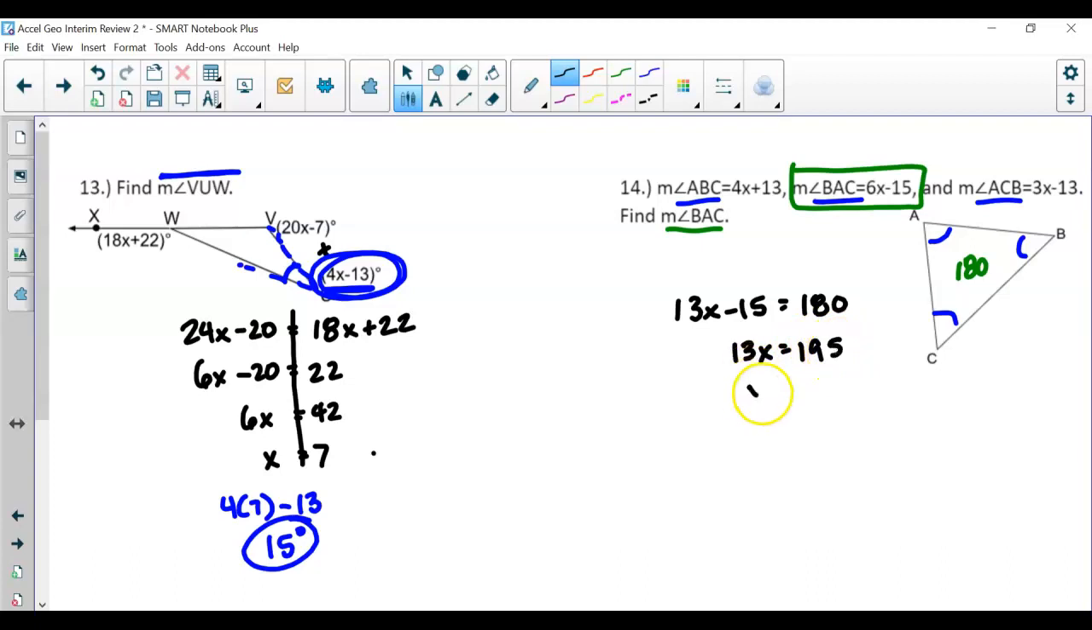And then divide by 13, and you end up with x is equal to 15. But again, we need to plug that back in. So we're looking for the measure of angle BAC. So 6 times 15 minus 15. So that's how you end up with 75 degrees.